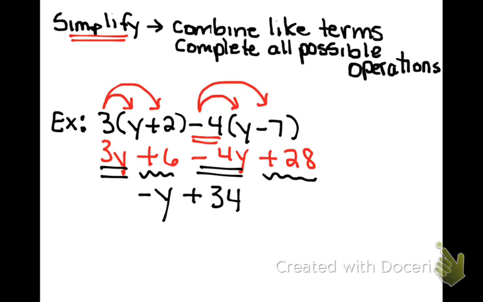And again, I said you could combine like terms, you could group them. So at this step, you may have written 3y minus 4y plus 6 plus 28, rather than I kind of underlined my terms to group them together.